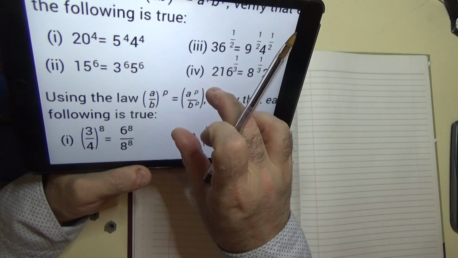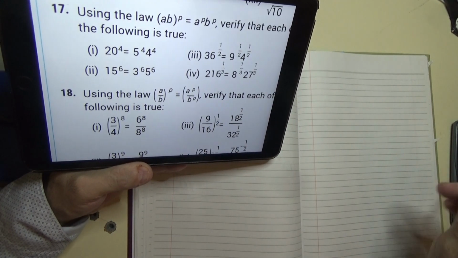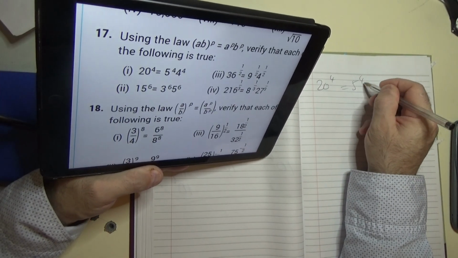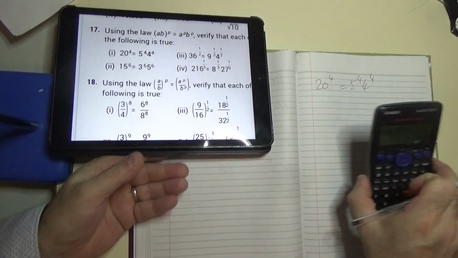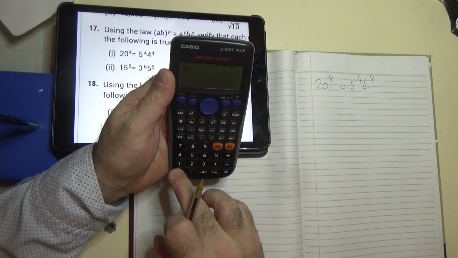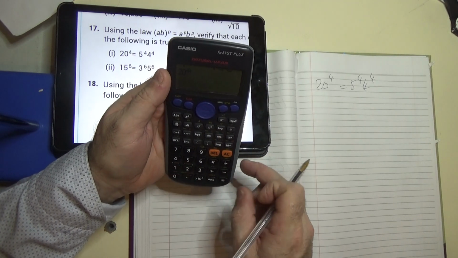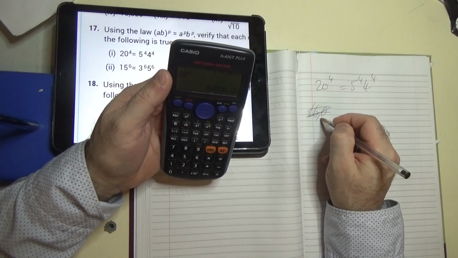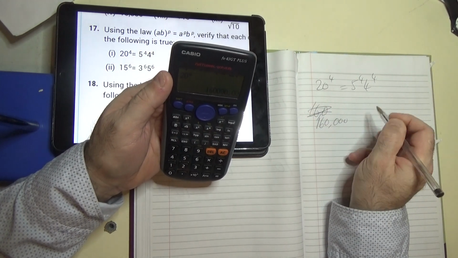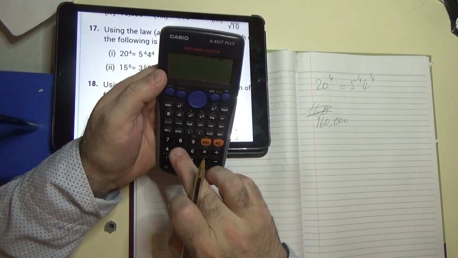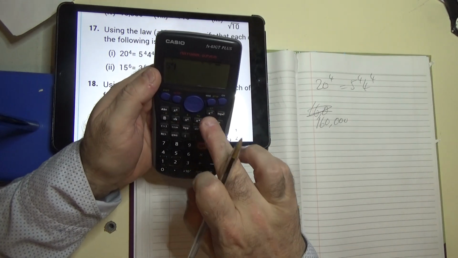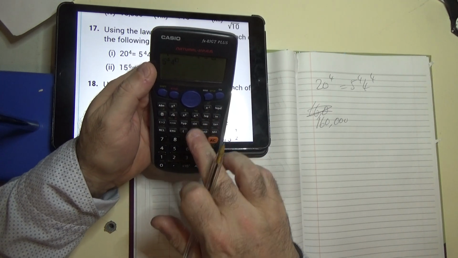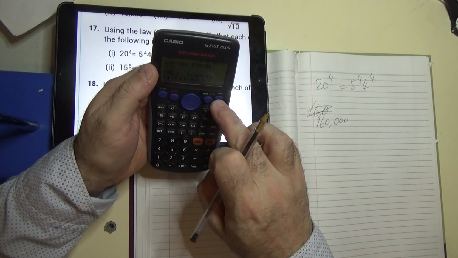Verify each of the following. Verify. Okay, so the only way is to find what they come out as. So you calculate them in 2 different ways. So calculate 20 to the 4, which is 160,000. And calculate 5 to the 4. Let me check whether I need my multiplication symbol here. Yeah, I do. I need something there.